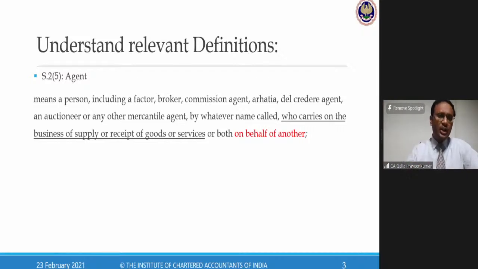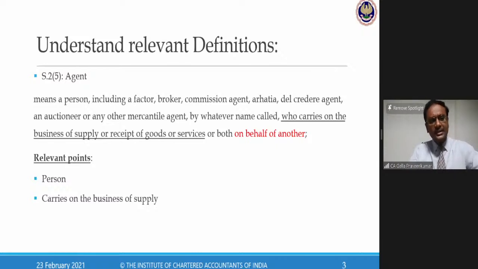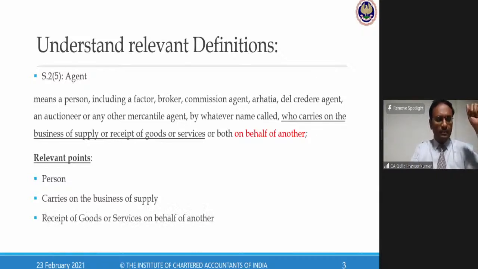For the purpose of GST law, all the turnover, all the transactions of the agent will be considered for the purpose of registration. Now here, important aspects of person. Person is an individual, HUF, LLP, anything. This person is carrying out the business of supply. This activity of supply, he is receiving the goods or is giving a service. It is not on his account. It is on behalf of the principal. So this is how it is important for the definition called agent.